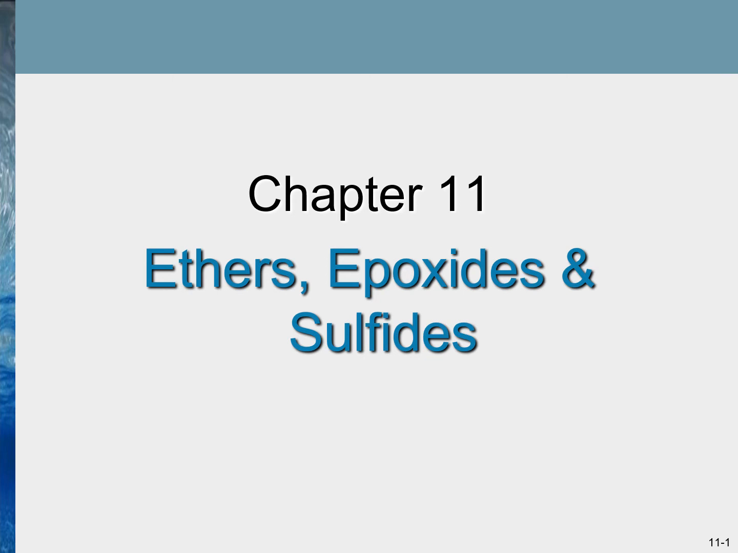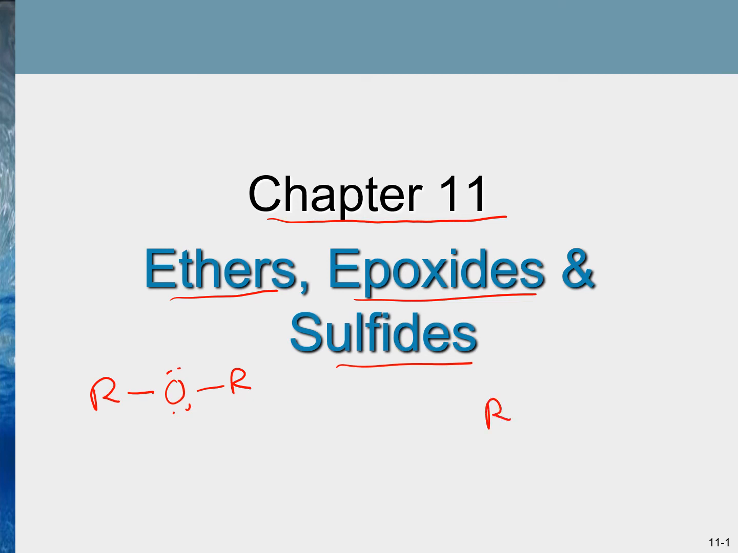Today we will begin chapter number 11. In this chapter we will learn about ethers, epoxides and sulfides. All these compounds contain a heteroatom bonded to two alkyl chains. In case of ethers and epoxides, the heteroatom is oxygen, and in case of sulfides, the heteroatom is sulfur. So let's begin with ethers.